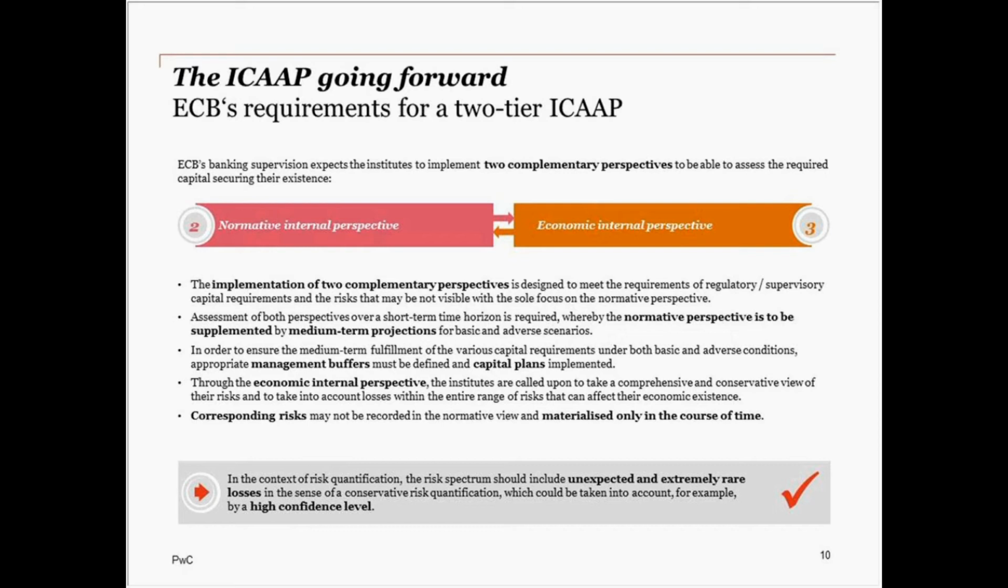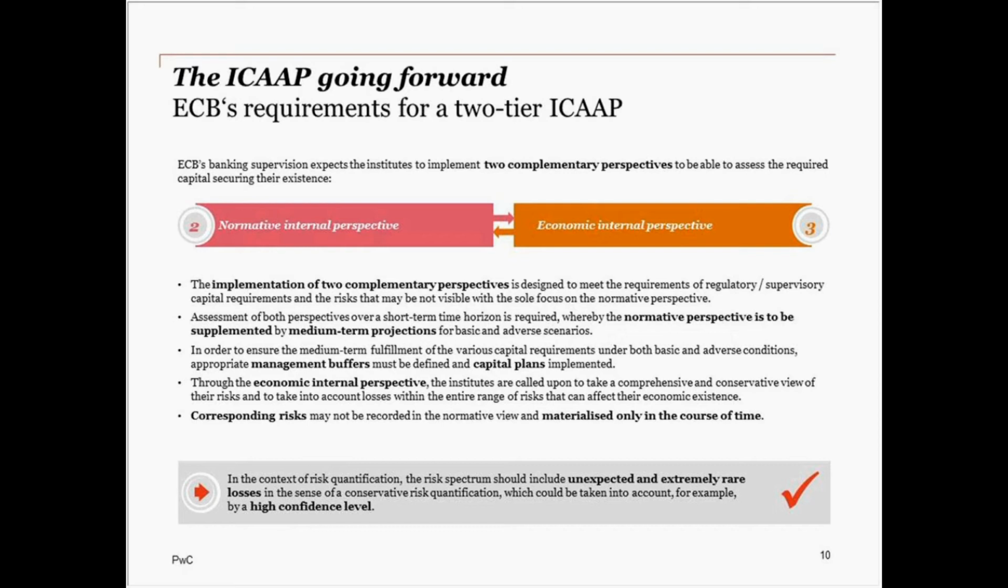It's basically looking into all the risk categories, into all the risks the bank is taking and is exposed to, and that may have an impact on the regulatory capital or the capital side of the bank, and assessing the extent of that risk and how it may impact the capital of that bank. The normative internal perspective is more something like capital planning.